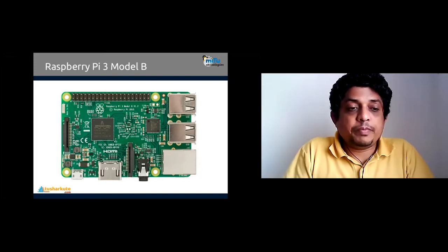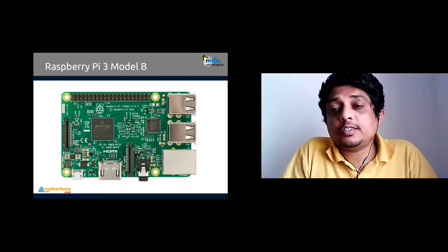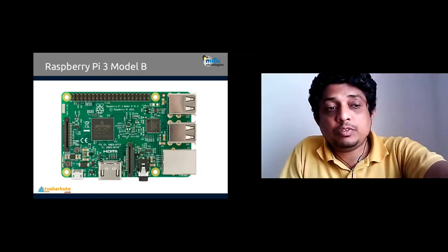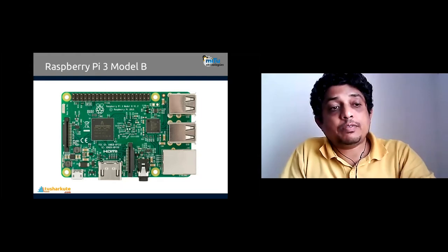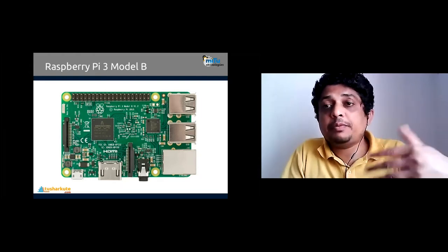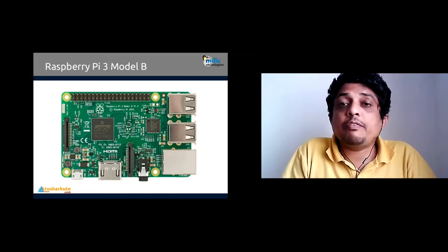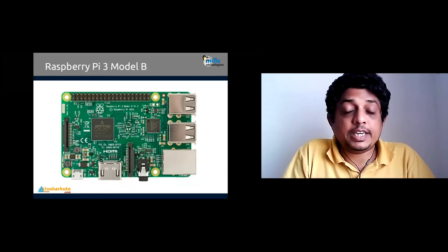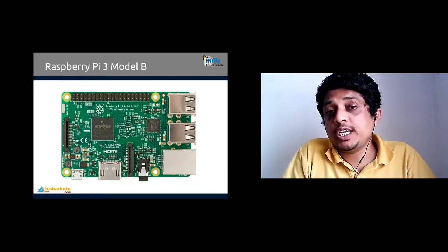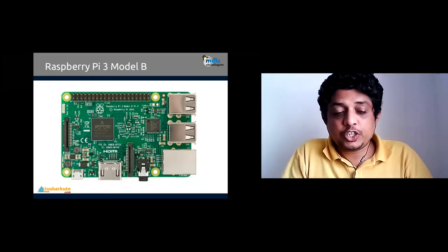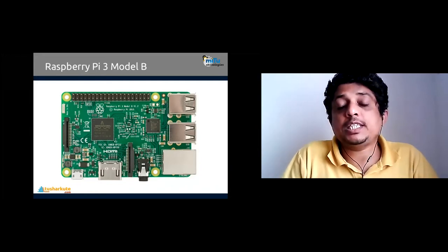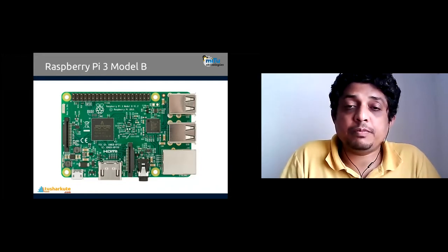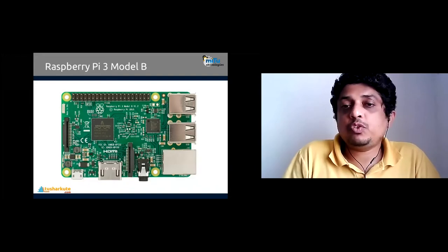Many times when home security systems are created, they require this kind of camera, and with the help of this camera, it's possible to create surveillance systems. Surveillance systems can be created where you can capture images and videos, and based on that, some IoT application with a surveillance system can be built. Fine, so this is the Raspberry Pi.